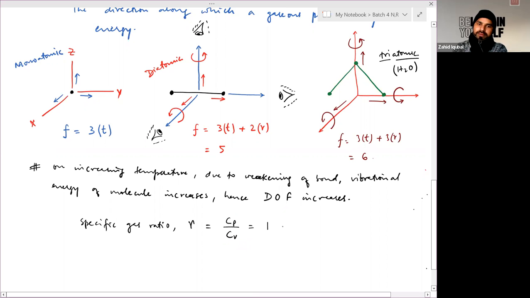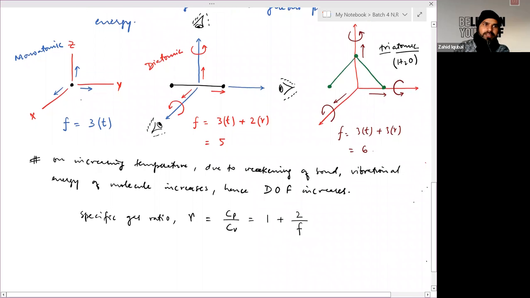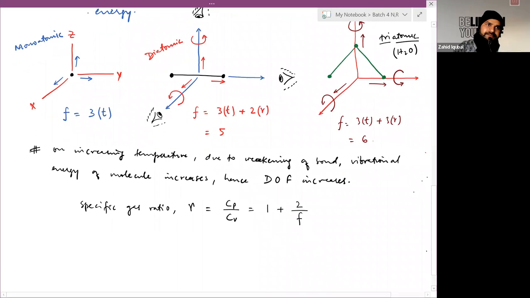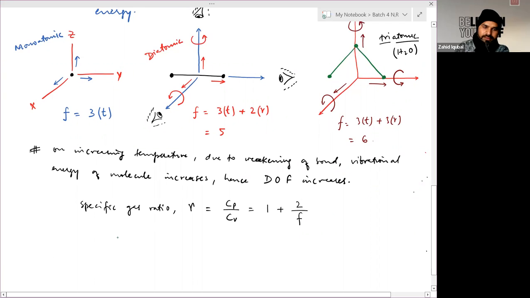And it will be equal to 1 plus 2 by F. So if you put the value of F related to monoatomic, diatomic, triatomic, you will get gamma for monoatomic 1 plus 2 by 3. So it will become 5 by 3, 1.67. In case of diatomic, F is 5. So you'll get 7 by 5, 1.4. In case of triatomic, 1 plus 2 by 6. So it will be 1 plus 1 by 3, 4 by 3, 1.3.